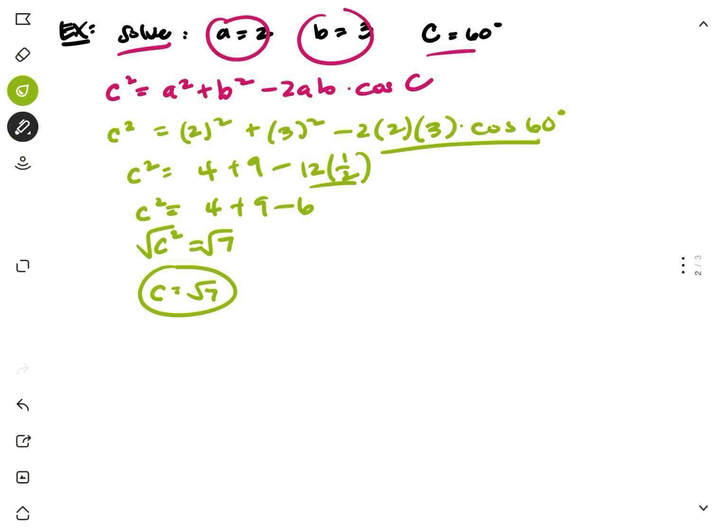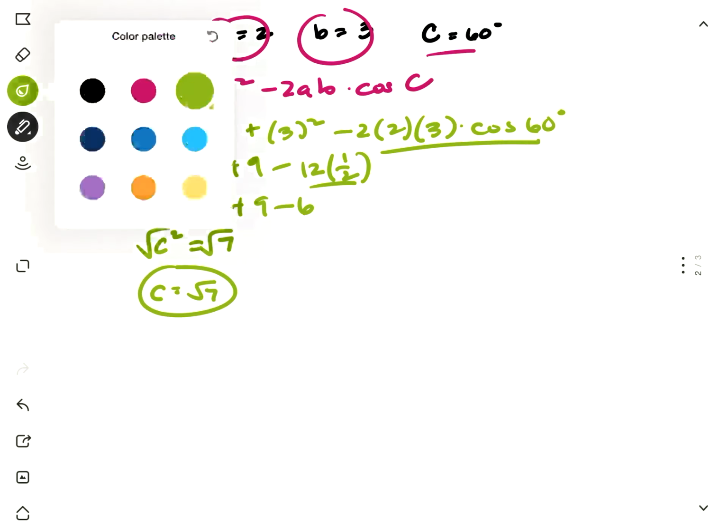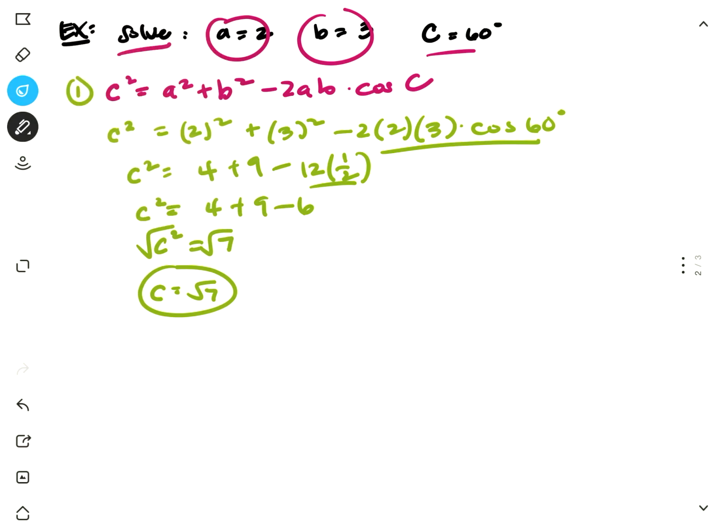Now we need to find the last side and the two missing angles. So let's go ahead and start that. Let's change colors. We're finding the missing angles, so let's do C and c, because now we have corresponding, or opposite, sides and angles. At this point we're going to use law of sines because we have side c and angle C.